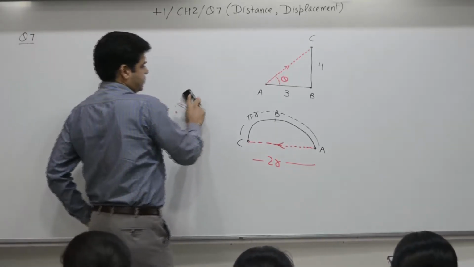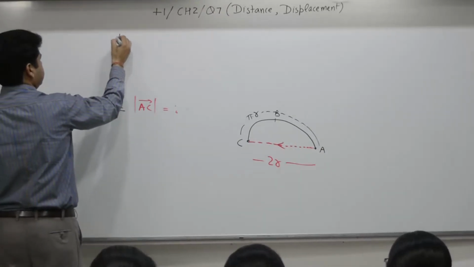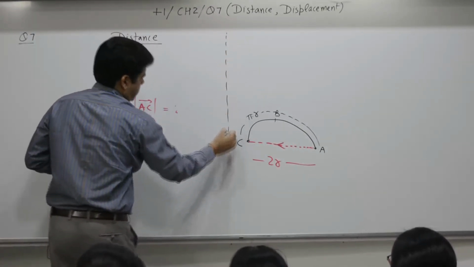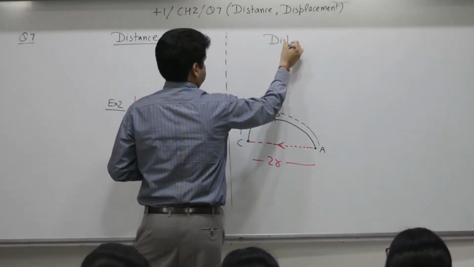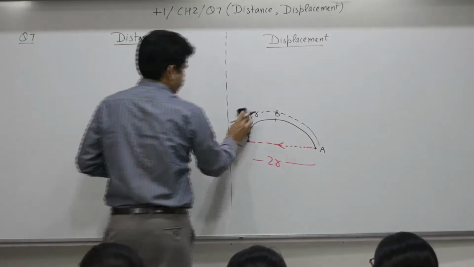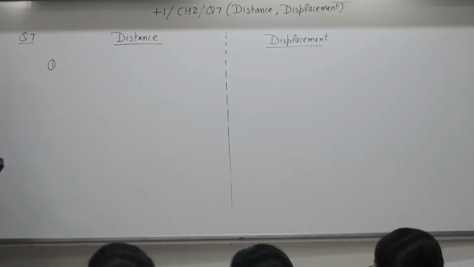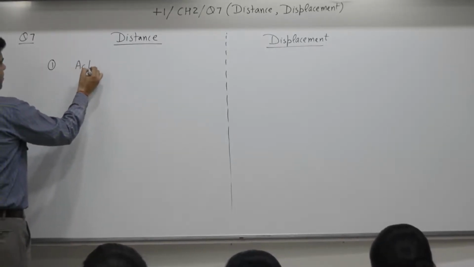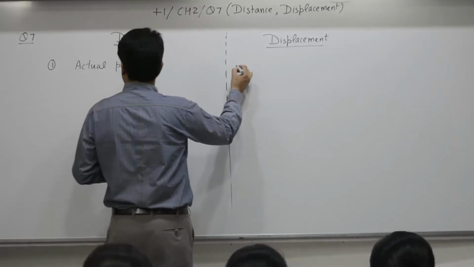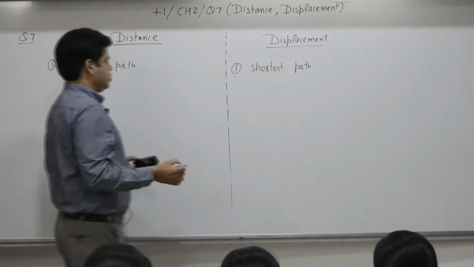Then what you have is a comparison of the two. Point wise. Yes. Point number 1, actual path. For example, in the previous example given, actual path covered was 7. Displacement is the shortest path or distance.